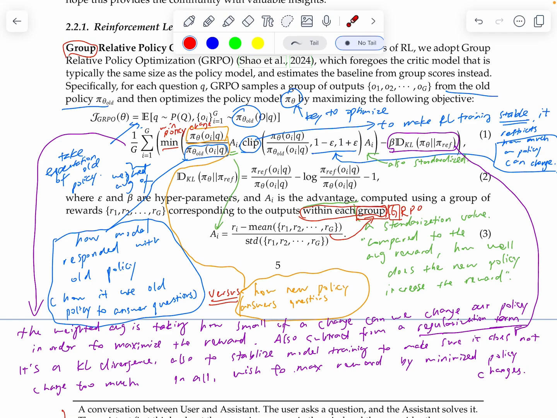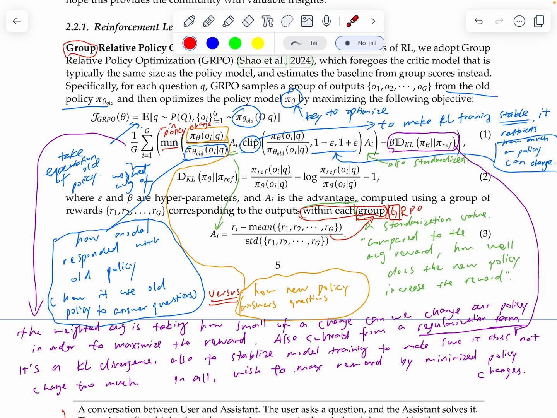All right. So this objective function simply says that we wish to maximize the total reward by minimizing the policy changes, right? There are some technical details, but you could search for the papers and try to understand all the other technical details. But in short, that is the key idea of this reinforcement learning algorithm, which is a development from some previous RL algorithms.